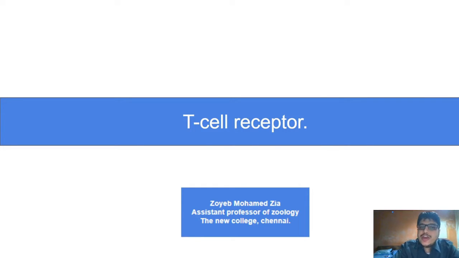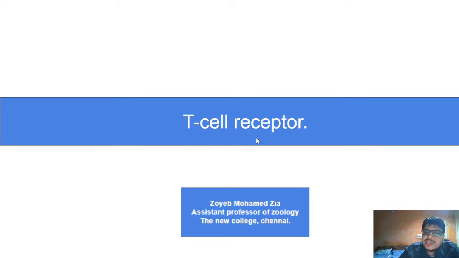So today we are going to be discussing briefly about T cell receptors. And before we begin the topic on T cell receptors, we'll discuss a little basic about the T cells. As you must be knowing, T cells are immune cells, lymphocytes, T lymphocytes that are produced in the bone marrow and mature in the thymus of your body.